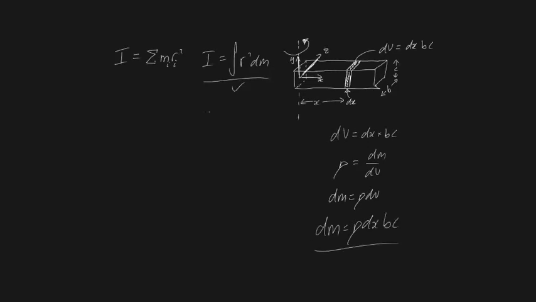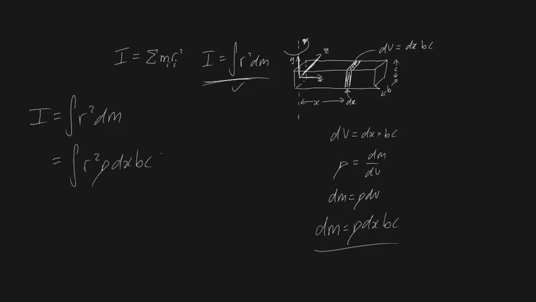Right? This is crucial because we can plug that now back into this just here. Let me write that out. I is equal to, your moment of inertia, the integral of r squared dm, right? And we just found out that dm was equal to, what was it? It was rho dx bc. Notice that in this case, b and c are constants, right?